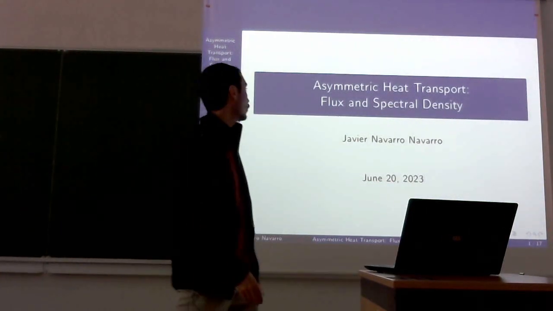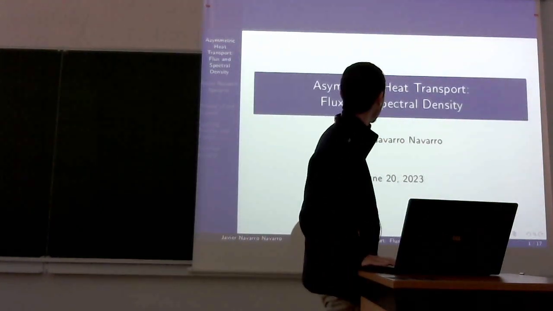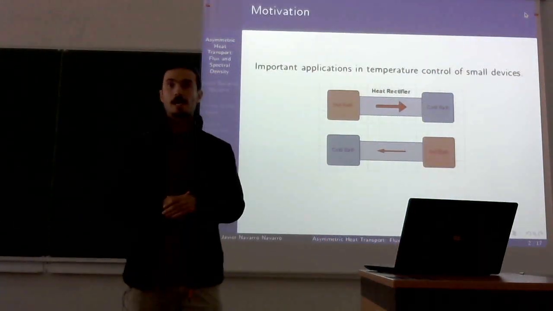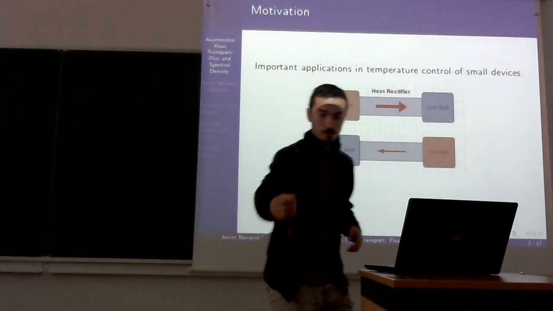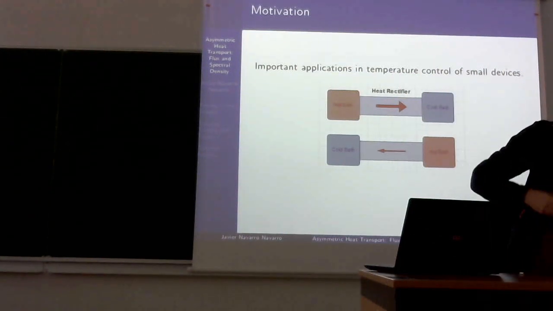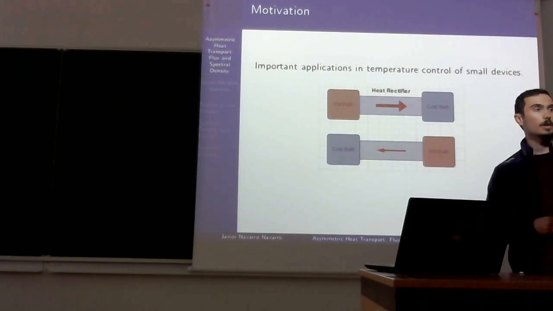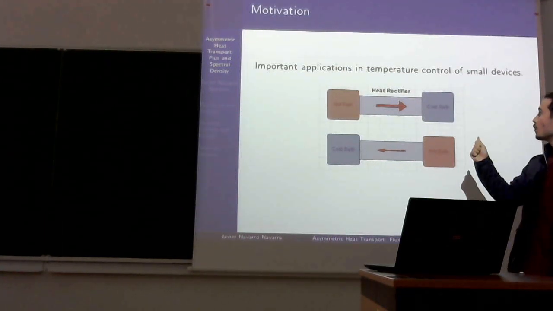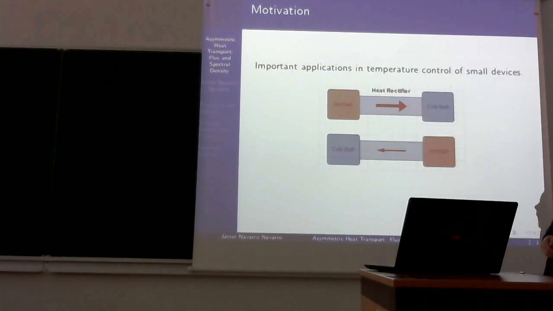I'm going to talk about what I did during my master thesis, and the title was Asymmetric Heat Transport. A device has asymmetric heat transport when there is a dependence of its properties on the spatial configuration of the environment. That is, for example, when we place this device with asymmetric heat transport, also called a heat rectifier.